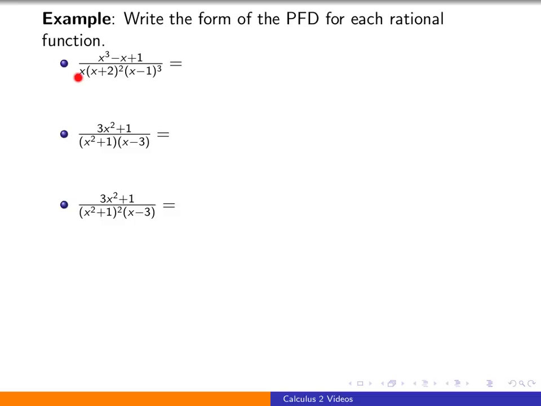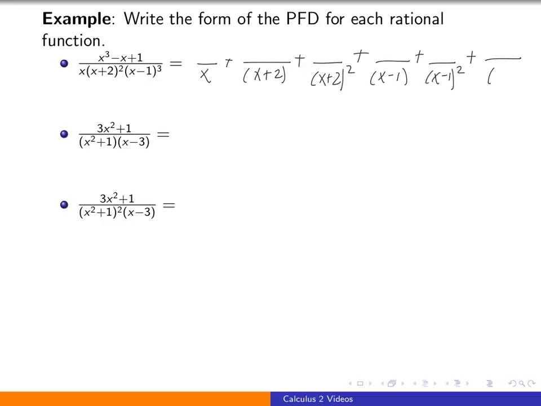Corresponding to the 3 linear terms in the bottom, x, x plus 2 squared, x minus 1 cubed, we have some number of terms in our partial fraction decomposition. So we have x, then just going through each of the factors, we have x plus 2, then we have x plus 2 squared, then we have x minus 1, x minus 1 squared, and x minus 1 cubed. So in that partial fraction decomposition, there will be a single term corresponding to each and every factor in the denominator. And because these terms all correspond to linear pieces, they get a single constant above them. So big A, B, C, D, E, and F. And we would call this the form of the partial fraction decomposition.